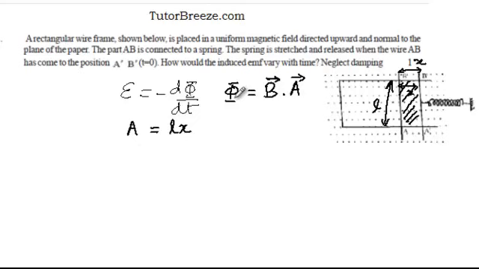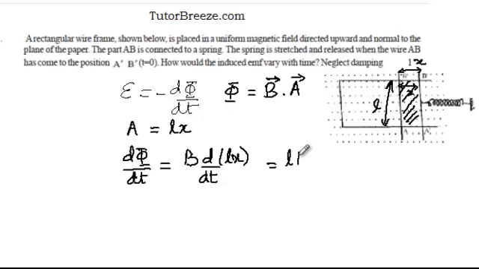The induced EMF is d phi by dt, so differentiating flux with respect to time, this is equal to B. B is a constant through this area, so it is not changing. So we have the differentiation with respect to time of Lx. You can also see that L is not going to change as this spring oscillates. So this becomes L times B times dx by dt. Now dx by dt is the velocity of this spring which is executing SHM.